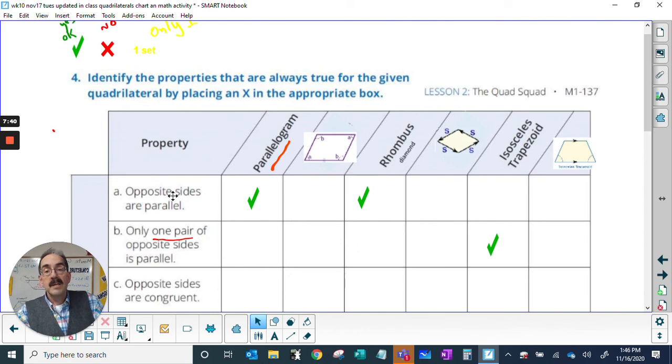Isosceles trapezoid. Opposite sides, not both. Only one pair. Nope. Not only one pair. Opposite sides congruent. Yes, yes. No.